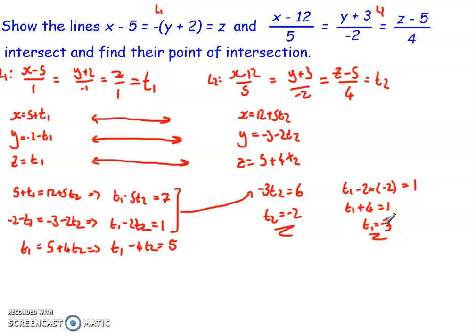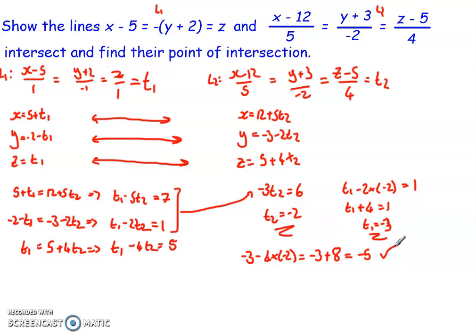Now we do our check. Now that we've got this, we do our check by substituting into this third equation here. So if I was to do that, I'd have negative 3 minus 4 times negative 2, which is negative 3 plus 8, which is negative 5. So it works in my third equation. I've found the values for t1 and t2 that give me the required solution.